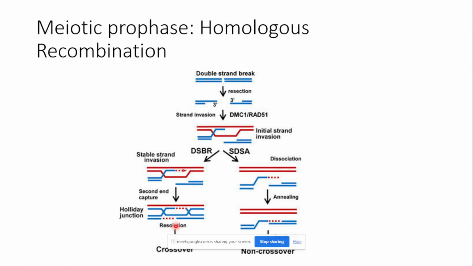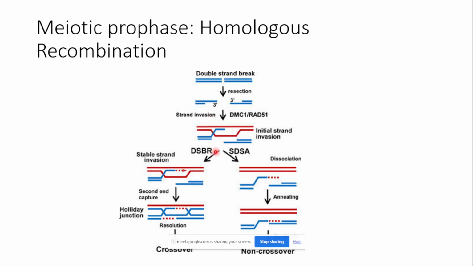So this is the double strand break homologous recombination with crossing over in meiosis specifically. But when it comes to non-crossover homologous recombination, first of all it is the same: the double strand break, then trimming of the 3' end, and then strand invasion. But after that, in this pathway, SDSA, there will be dissociation.